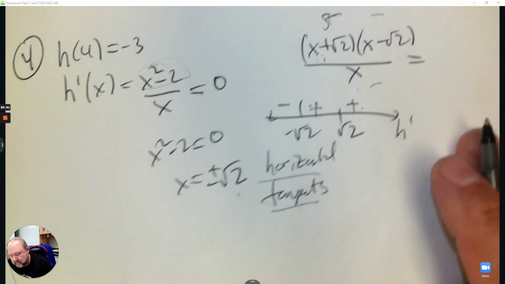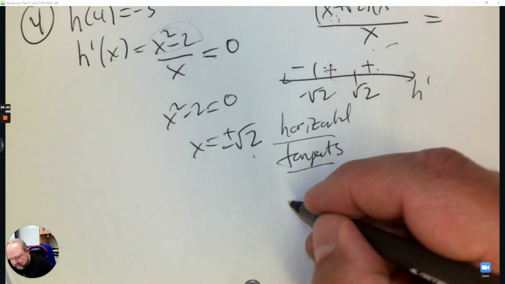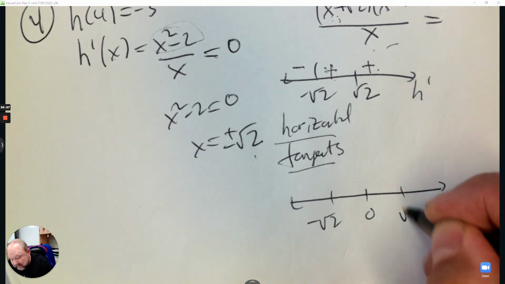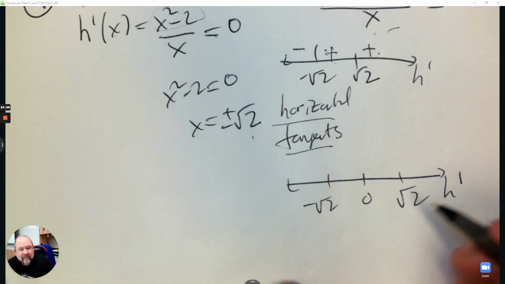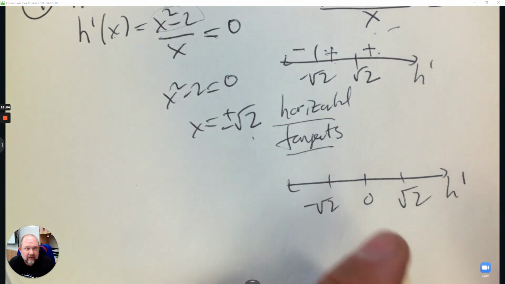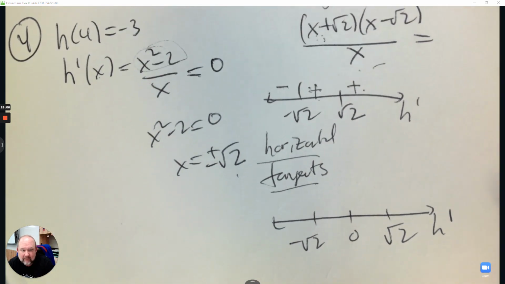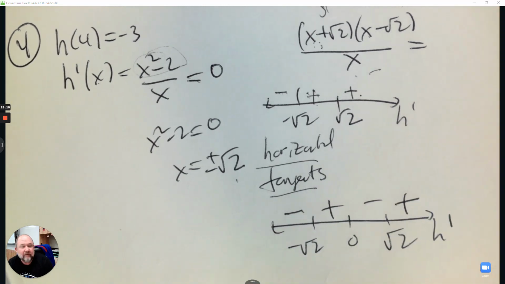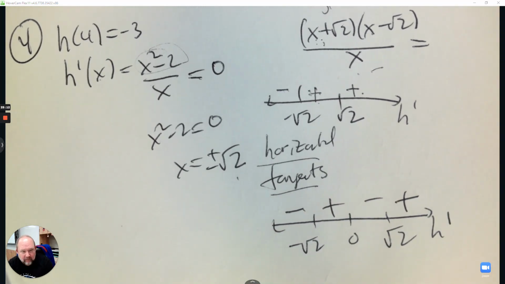Oh, you know what I did wrong? I still need to include, good lesson to learn here, 0 on the number line. Where it's undefined, I still need to include it. It wasn't coming out the way my brain was going to come out. So I knew this. Let's try again. This is negative, positive, negative, positive. Now I feel better about what's happening.